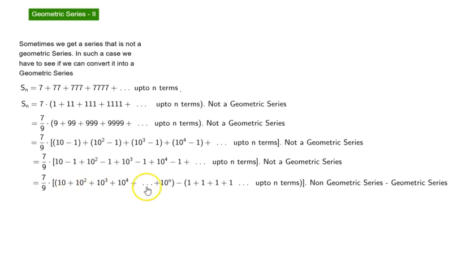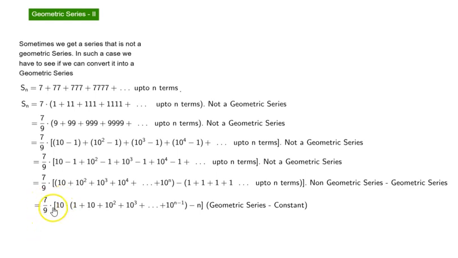Now, this is not a geometric series, but this is. Here, what is the common ratio? It is 1. So at least one geometric series we have got. Now we have to see what we can do with this. One of the things is the geometric series always starts with r to the power of 0, that is 1. So let's make the first term as 1 by taking out 10.